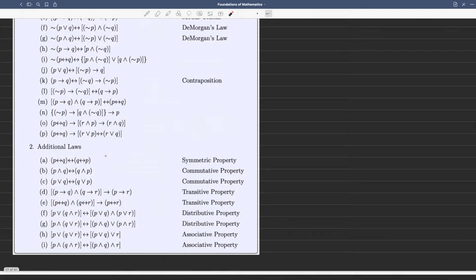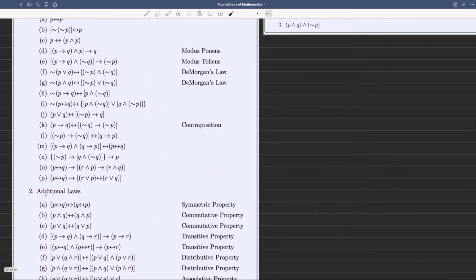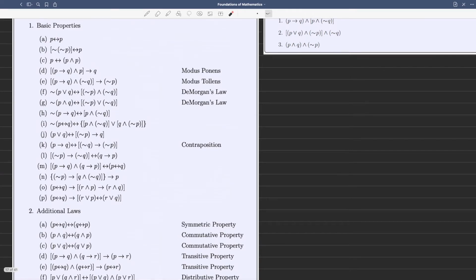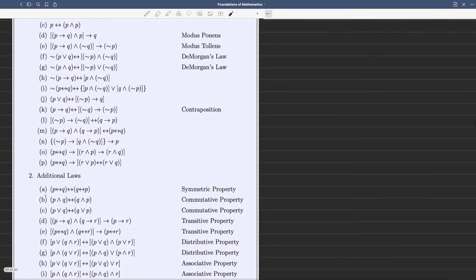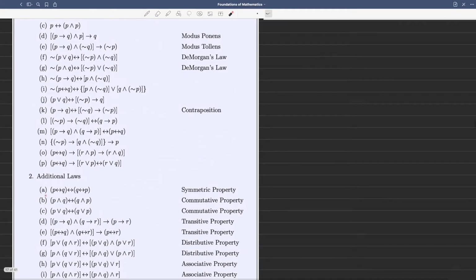There's a symmetric property, commutative property, and transitivity property for implication and for biconditional implication at the bottom. I like the distributive property, F and G. We use that some. Like ors distribute over ands and ands distribute over ors. So most of these, you just need to know, but if you ever need to reference these things, you've got your book, you can go back to them.